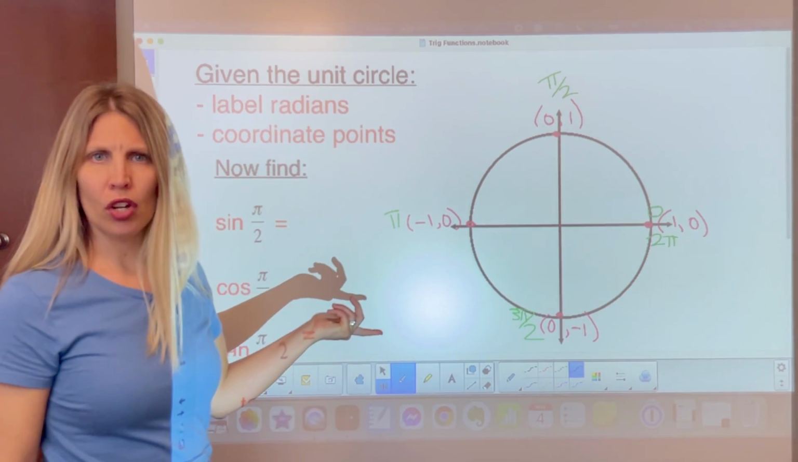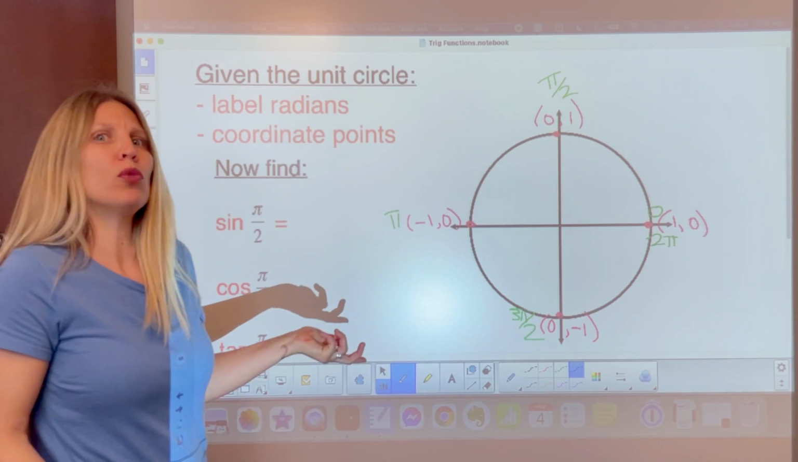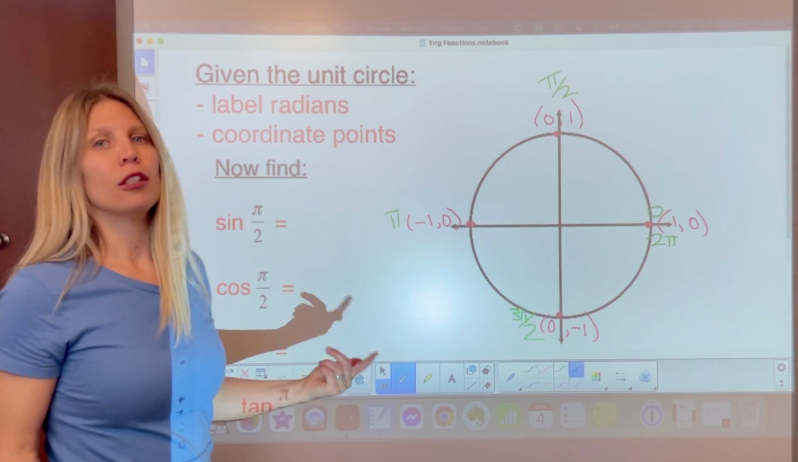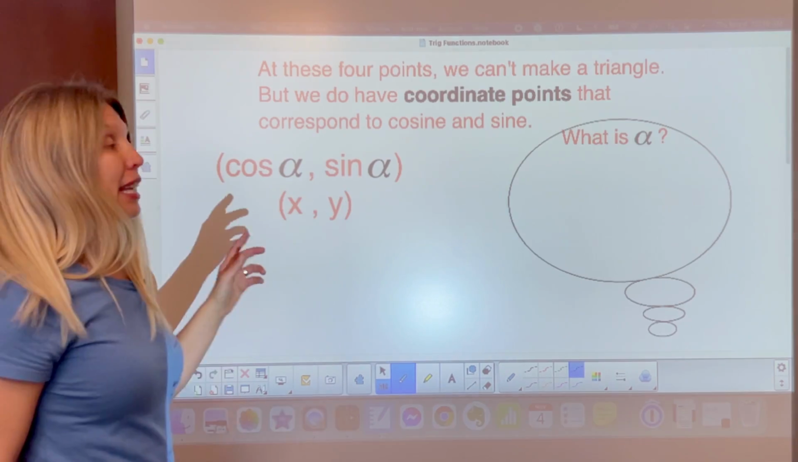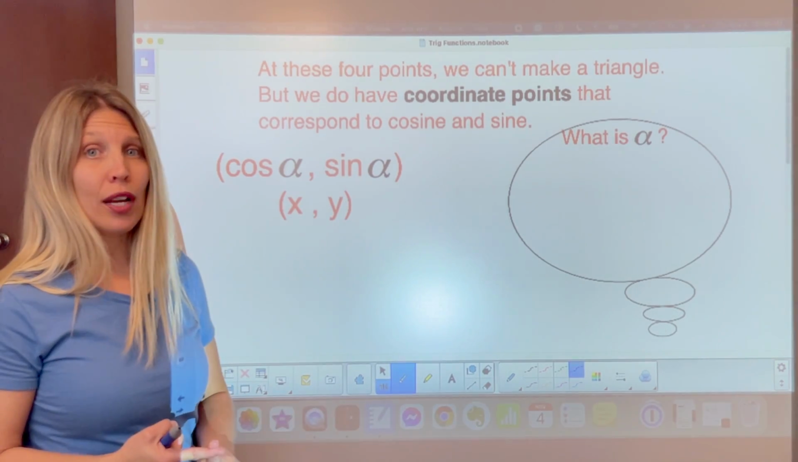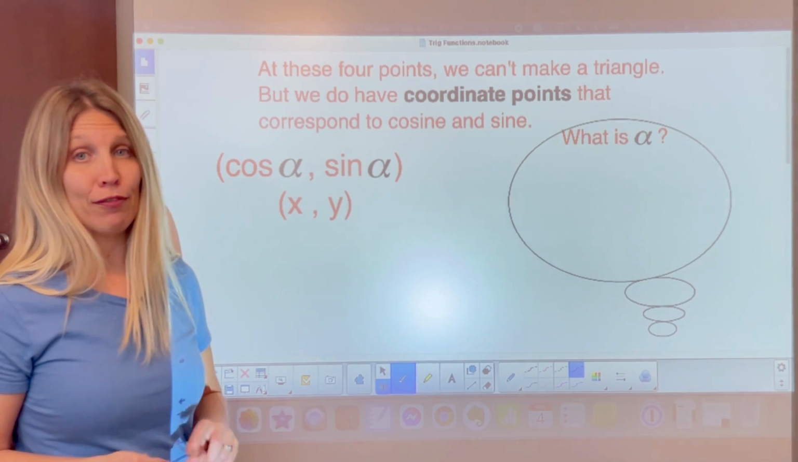How do you draw a triangle for that and label it with the ratios when you know that pi over 2 is 90 degrees itself? That's the question. So, gotta teach you something else. Here's what you need to know. We can't make a triangle, but what we're gonna use is the coordinate points at those radian values.